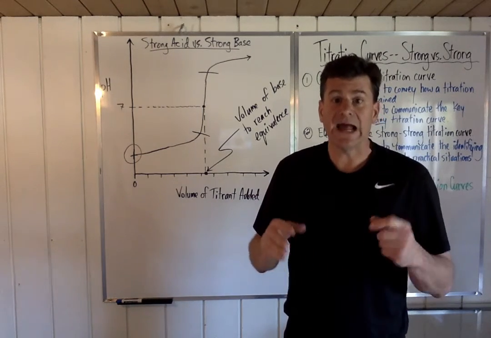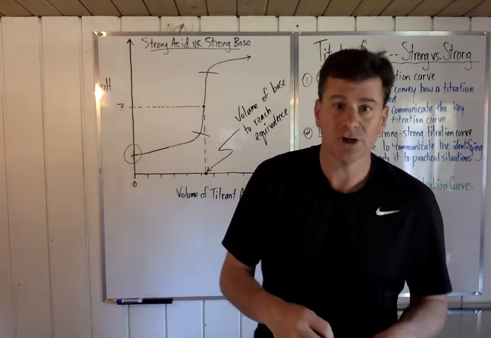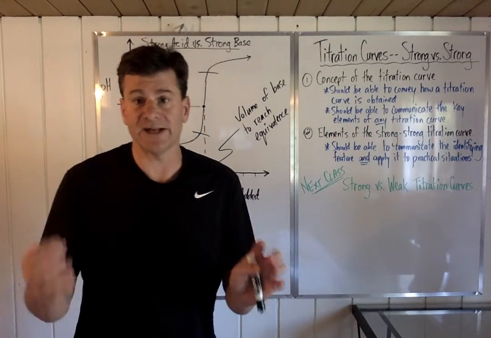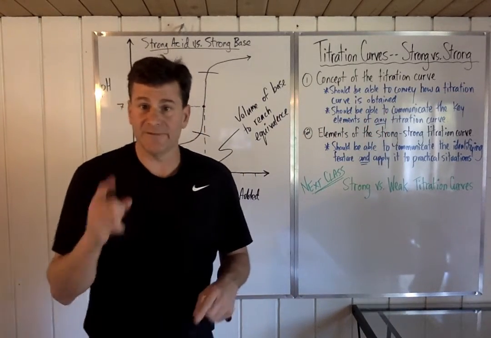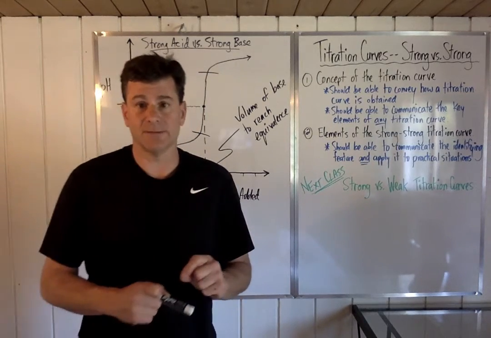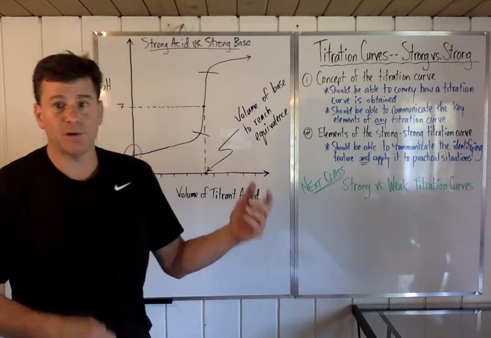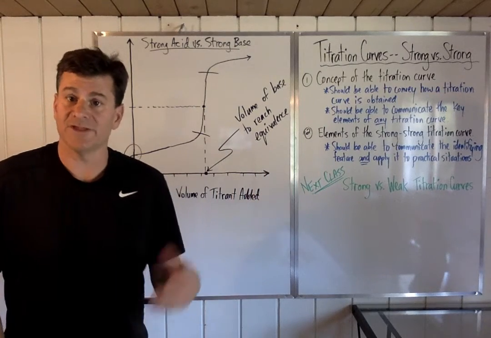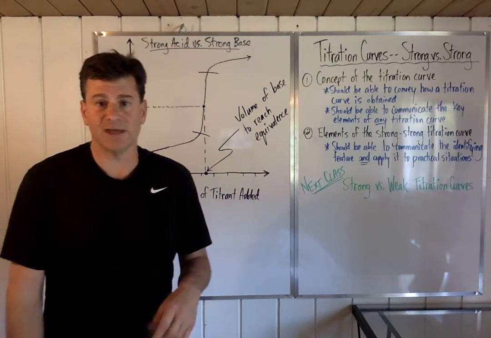So you can actually use the titration curves to do a lot of things in terms of identifying an acid. And the very first thing that you can do is identify a strong substance because of the very typical shape of the titration curve that you get from it.